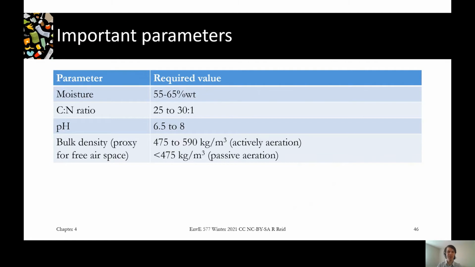Carbon to nitrogen ratio for our nutrient balance, same thing, because microbes generally are made of the same building blocks and they need that same ratio to build themselves. pH, again, we want to start neutral. And then we have this bulk density metric, which relates to the moisture. So if we get a bulk density in the 475 to 590 kilograms per meter cubed range, that means we've got enough air in our pile that it's going to be able to stay aerated. That's for active aeration when we're blowing air in. If we're not blowing air in, we want it even lighter than that, so more air space in there.